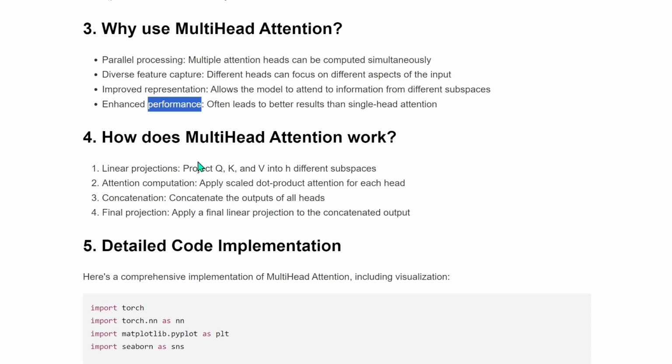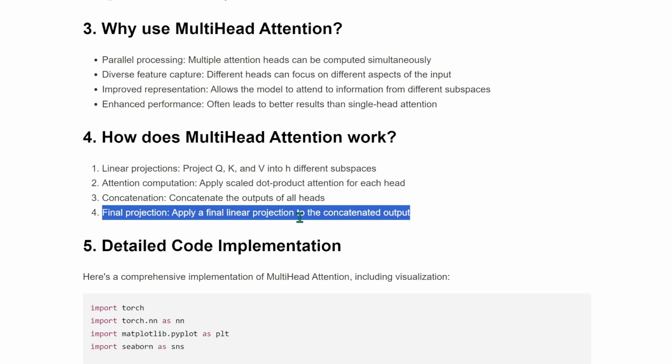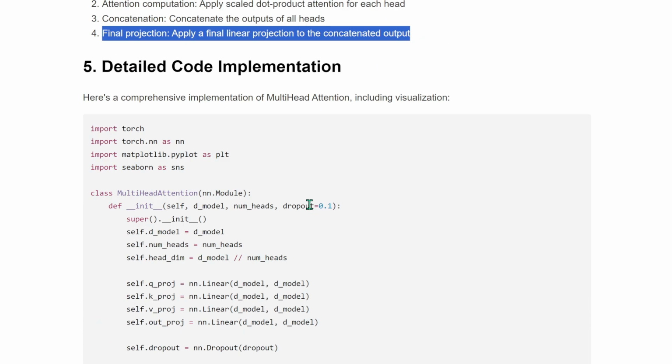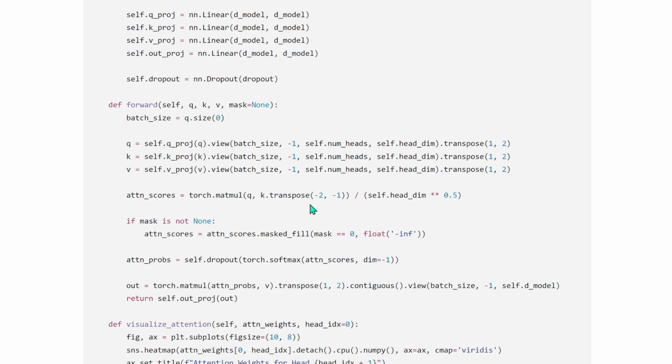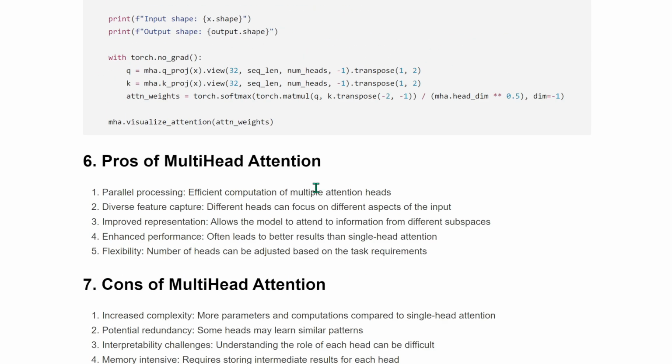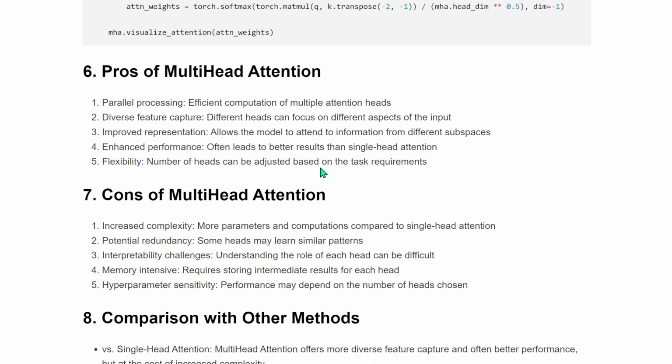So how does this work? First, you project your QKV into H different subspaces, where H is the number of heads. Then you apply scaled dot product attention on each. You concatenate those outputs, and then a final linear projection combines all the information you just stacked while concatenating your outputs. That is what happens in multi-head attention. As far as the pros are concerned: parallel processing, diverse feature capture, improved representation, and enhanced performance. Also, it is very flexible. You can add any number of heads you want.